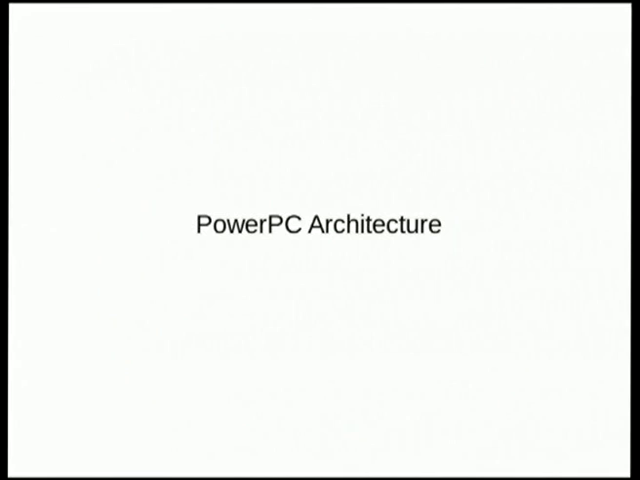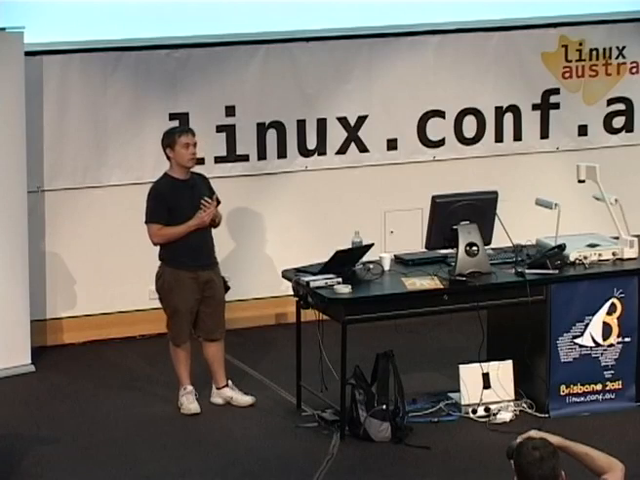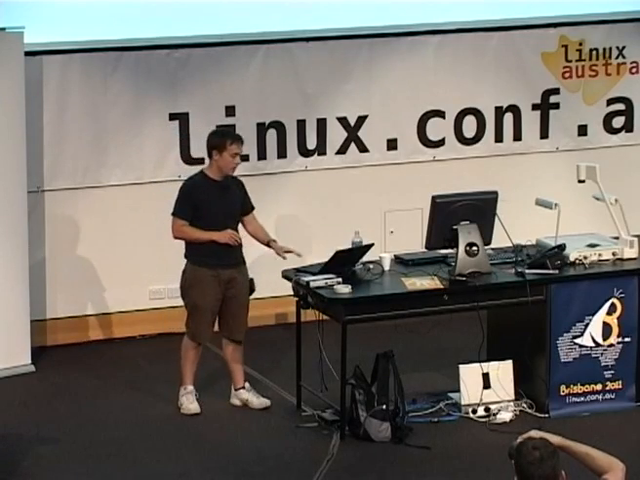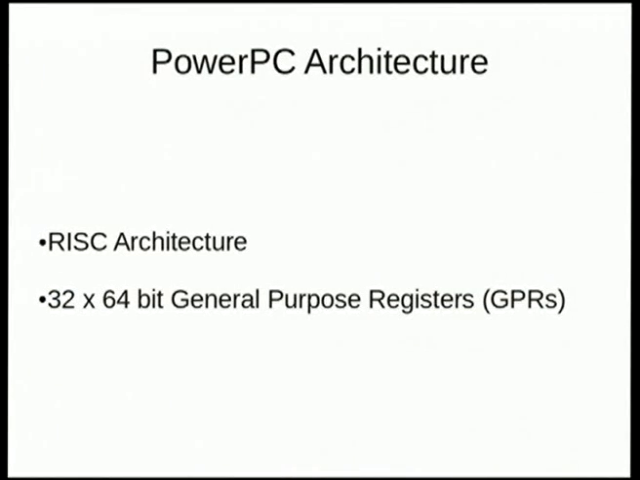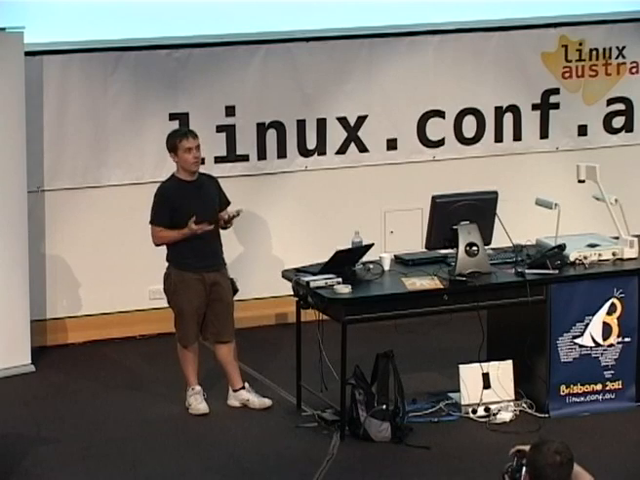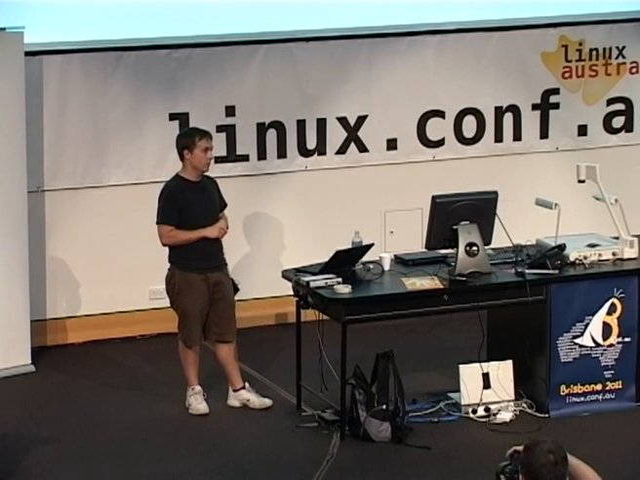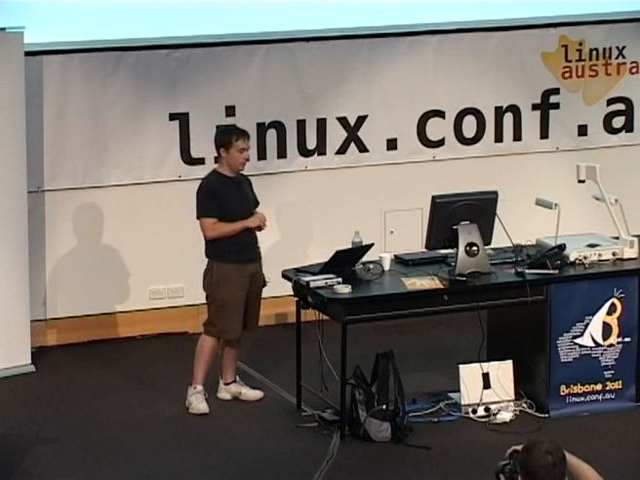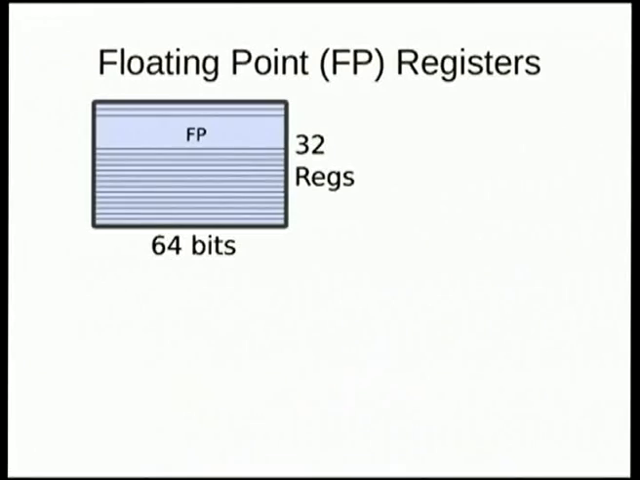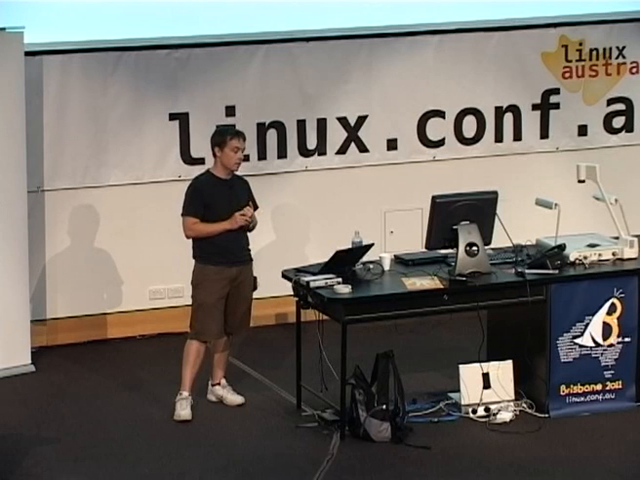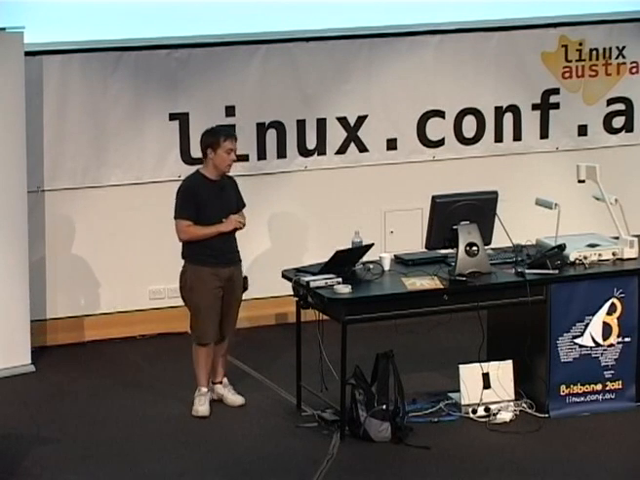So, PowerPC architecture. I'm just going to give you a quick overview of what it means in relation to context switching. PowerPC is a very simple RISC architecture. We have 32 64-bit general purpose registers. These GPRs are used on almost every instruction by every task in the system, and they're always context switched in and out. We also have a bunch of extended state. We have some floating point registers, 32 64-bit registers, so that's about 256 bytes worth of data. A couple of cache lines in PowerPC.